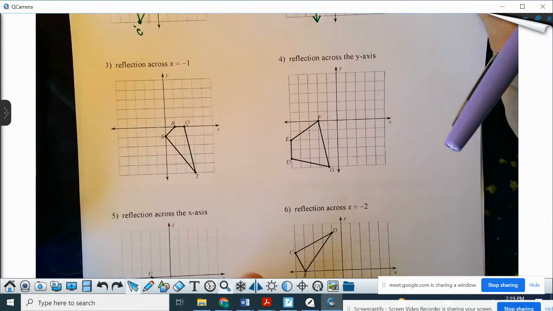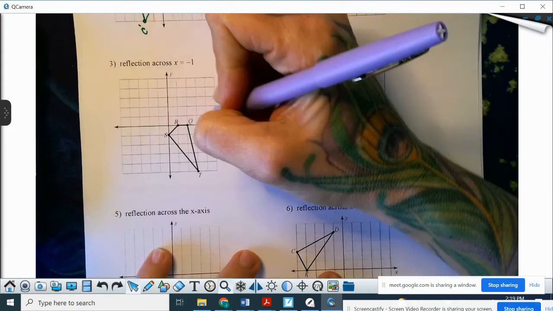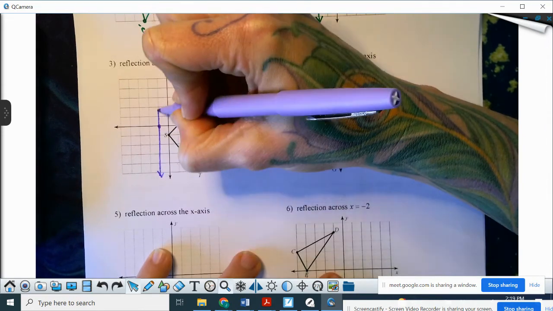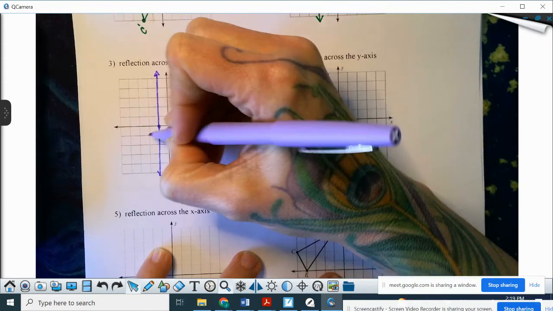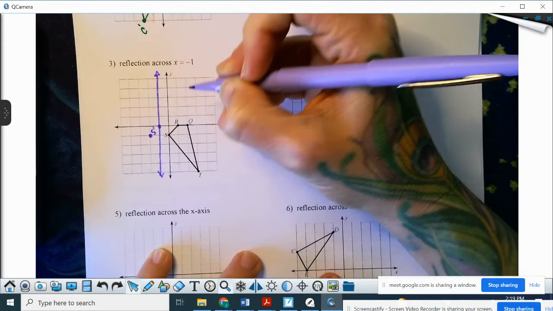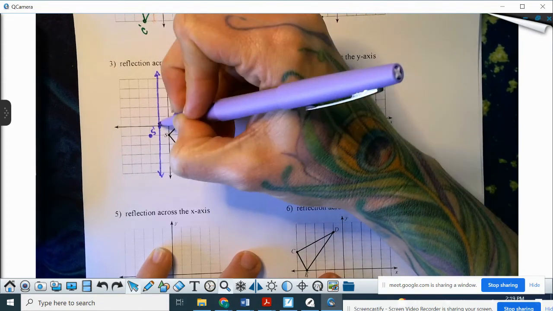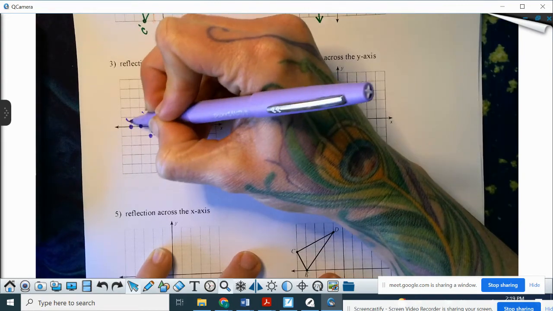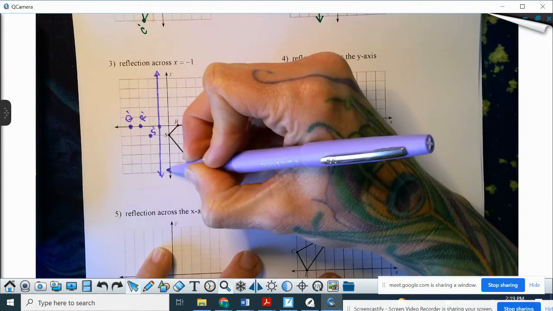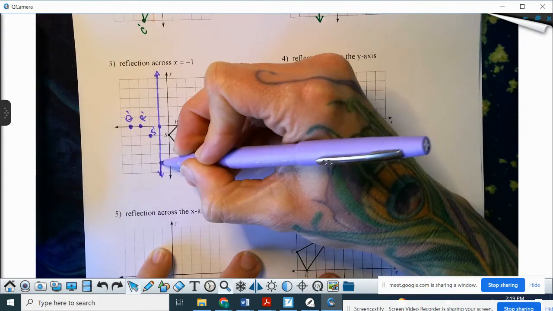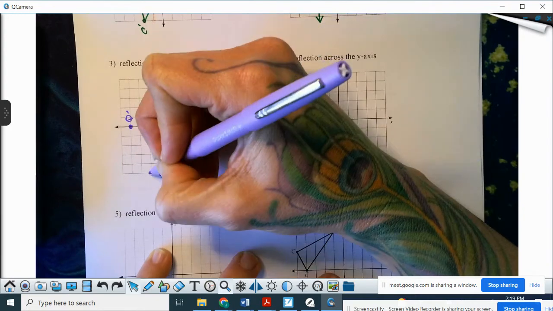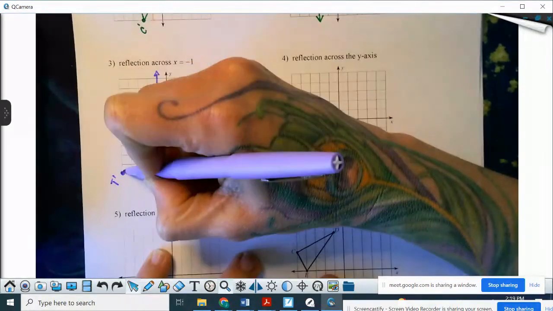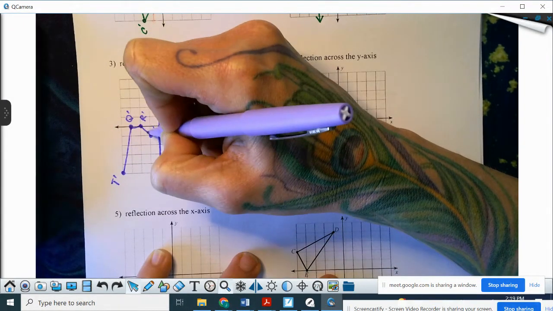So reflection number 3 is x equals -1. So if I go over here to where x is -1, this is my line. So that means S is going to be 1. So that's S right here. R is 2 from our line. So that's R. Q is 3. And T is 1, 2, 3, 4 from the line that we're reflecting across. So I'm going to go 1, 2, 3, 4 the other way. And that's our new figure there.